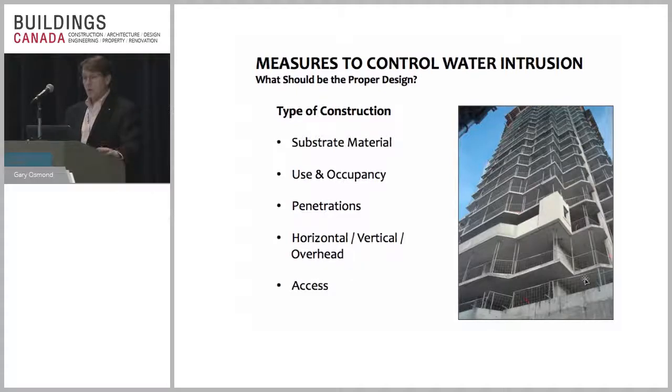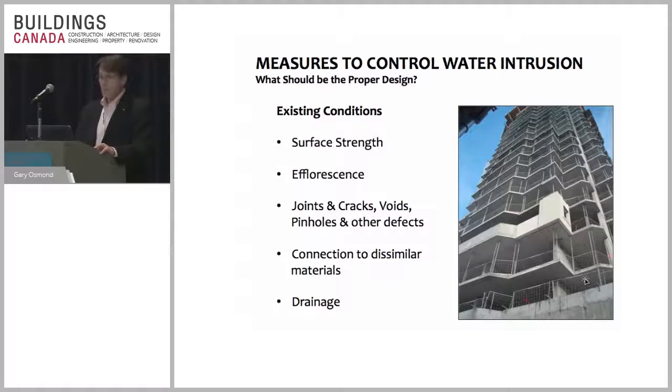The construction types or materials that are on, the substrate material, deck, sheathing board, concrete, steel, EIFS. What are these materials? How are they going to react? I come back to the use and occupancy of the building. It's us. It's what we do to buildings and how we live in buildings or survive that has an impact on this wall system itself. How are we dealing with penetrations? Is the repair horizontal, vertical, overhead? And what's our access to it? All questions that have to be asked.